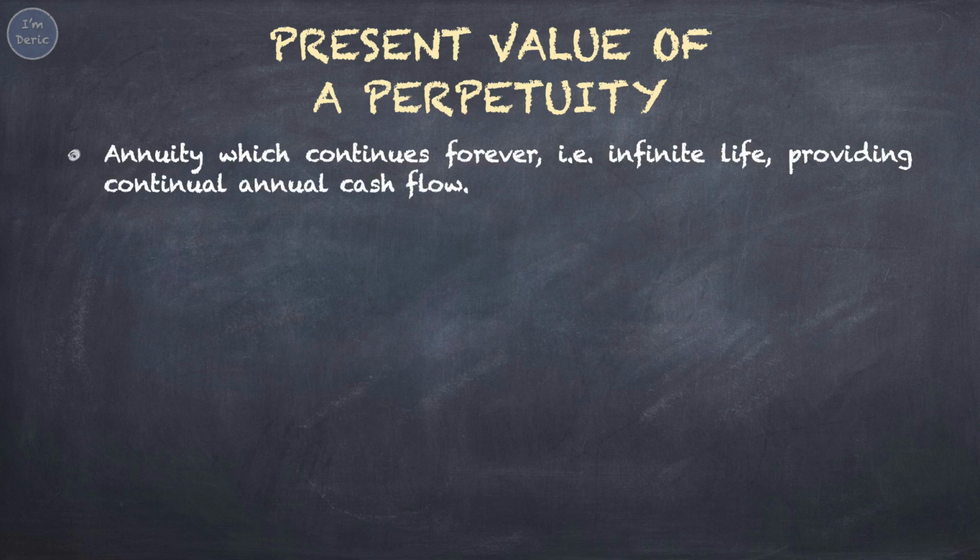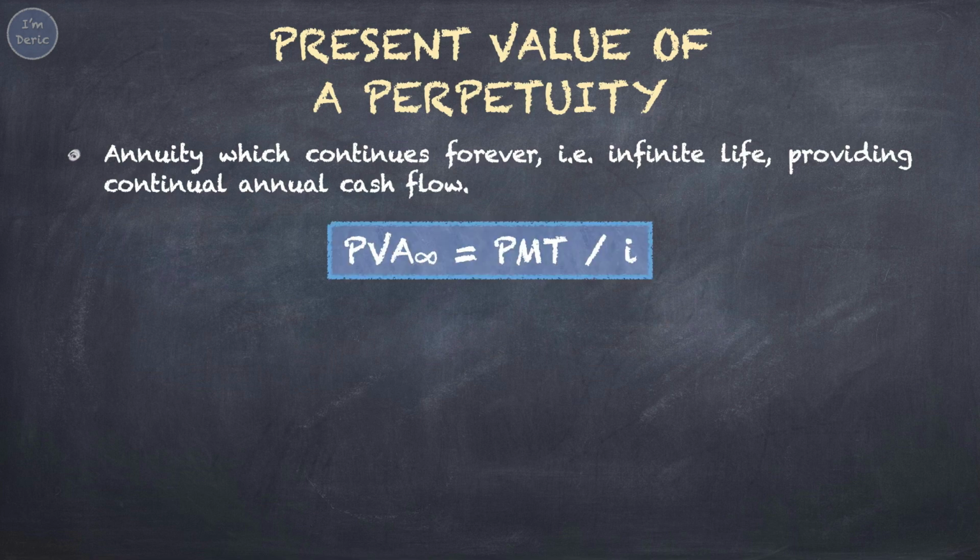Next we have a special form of annuity, which is called a perpetuity. Perpetuity is an annuity which continues forever, that is, infinite life, providing continual annual cash flow. To get the PV of a perpetuity, we take PMT over interest rate.